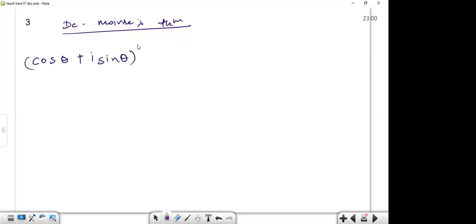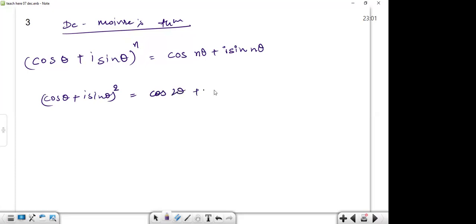So cos theta plus iota sine theta, if there is any power raised to this particular expression, then it can be rewritten as cos of the power into theta plus iota sine of the power into theta. Simple. So for example, if I say cos theta plus iota sine theta raised to power 2, that will become cos of 2 theta plus iota sine of 2 theta.